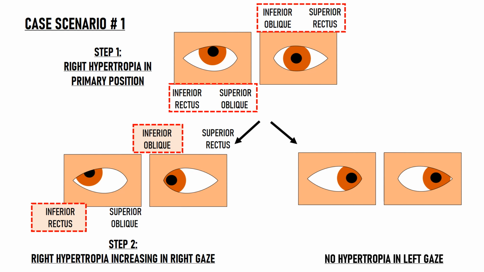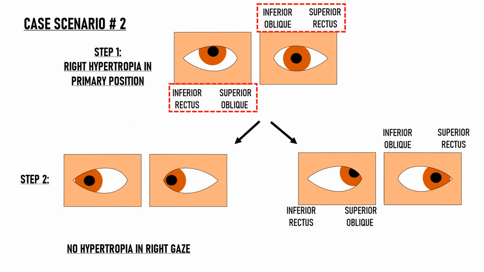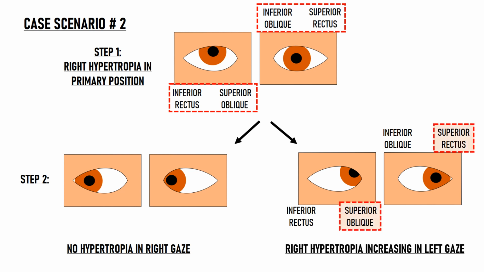Let's check another scenario. Suppose our patient has right hypertropia in left gaze and no hypertropia in right gaze. So in left gaze, the right eye is higher than the left eye. That would mean that either the depressor of the right eye that acts in adduction, that is the superior oblique muscle, is not working, or the elevator of the left eye in this case, which is left eye superior rectus muscle, is not working.